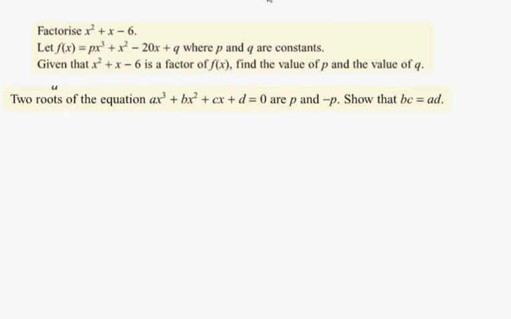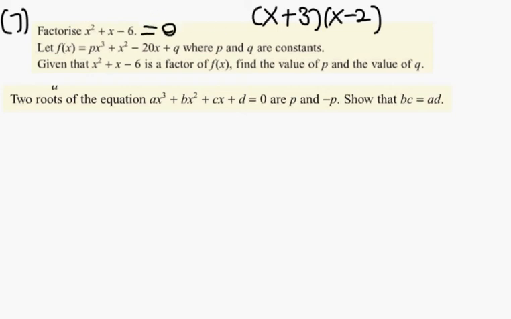Okay, next one. Question 7. Factorize x squared plus x minus 6. It's going to be x plus 3, x minus 2. It doesn't say solve. If it says solve, what would I do? It'll have an equals 0, and I'll say my answers are x equals minus 3, x equals 2. Otherwise, that means you've gone too far.